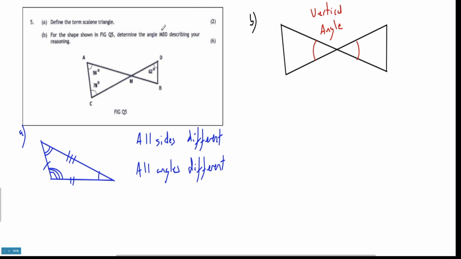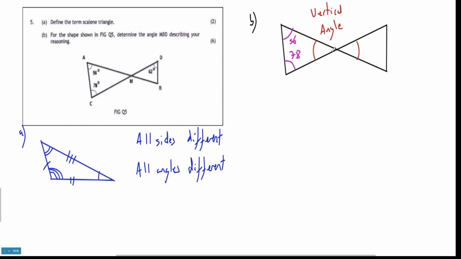What do we need? We need MBD. Describing your reasoning. MBD. Well, I'm going to start with the left-hand triangle because we know the angles of this. This is 56. This is 78. Now, the internal angles of a triangle have to add up to 180. So I have to describe that when it says describe your reasoning. You have to write this down.